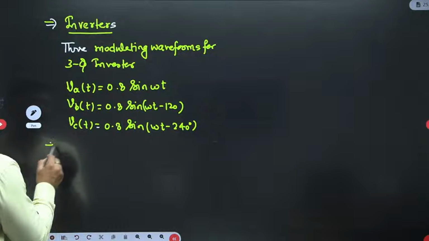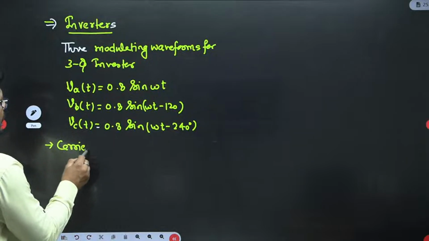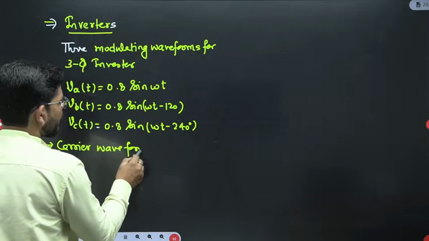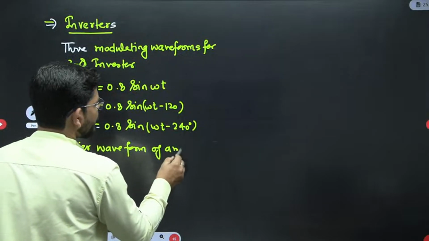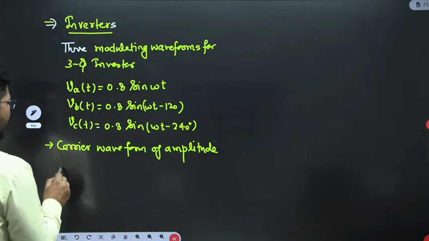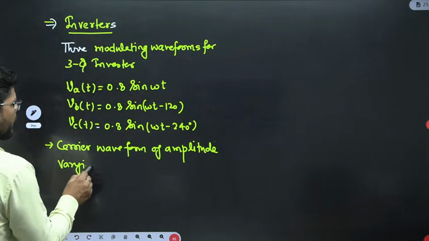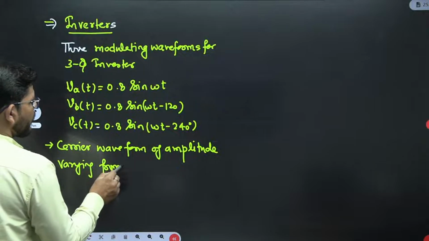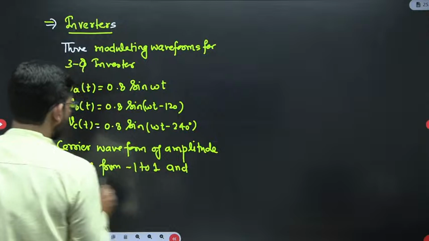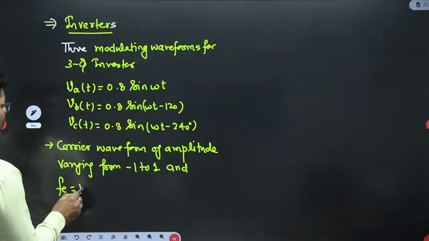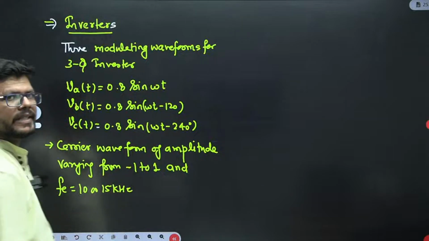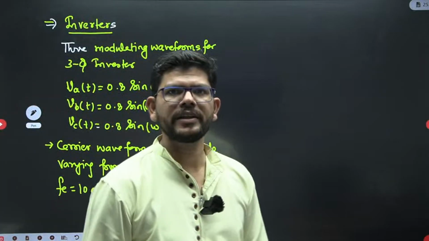We have a carrier waveform of amplitude varying from -1 to +1, and the carrier frequency was 10 or 15 kilohertz. Okay, I don't remember exactly, it was around 10 or 15 kilohertz.